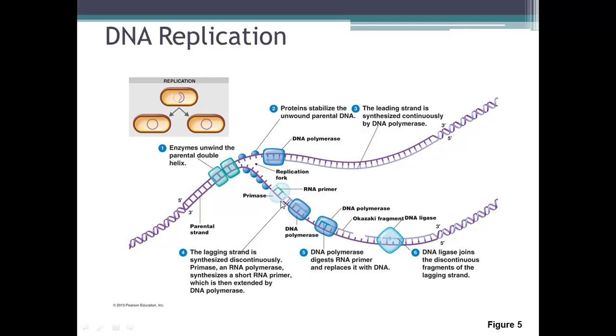The lagging strand is initiated by the RNA primer. So here's your RNA primer, and then it's going to allow DNA polymerase to start adding nucleotides. And as DNA polymerase is adding new nucleotides, it's removing the RNA primer. Once we've completed all of the pieces, then we're going to use DNA ligase to seal it. Okay?